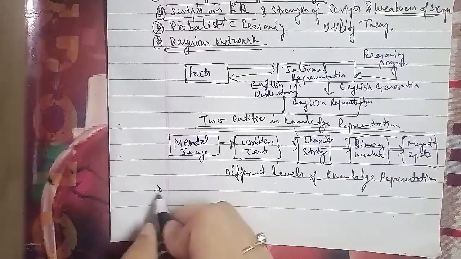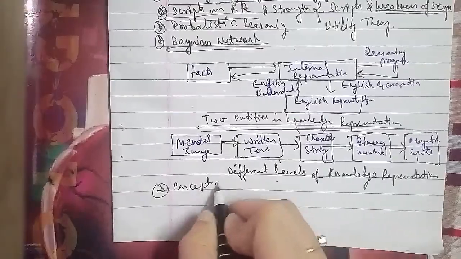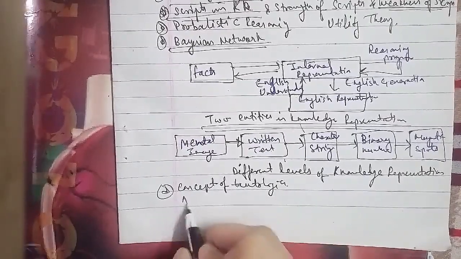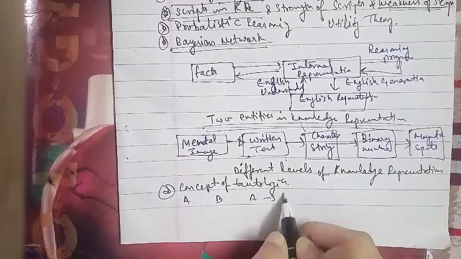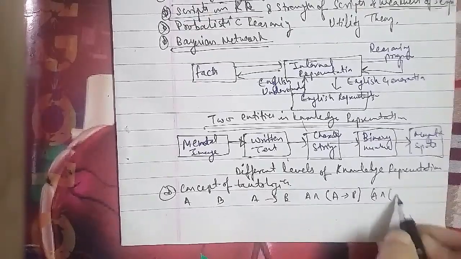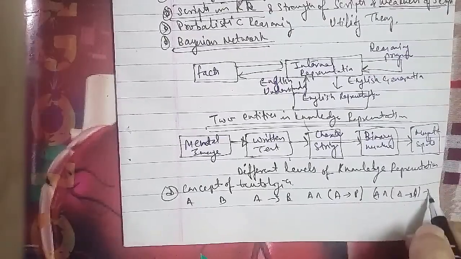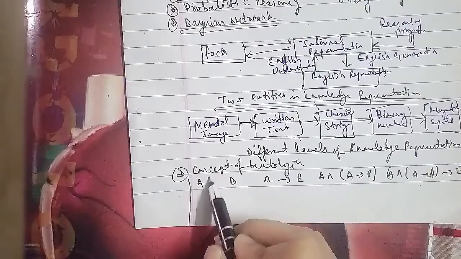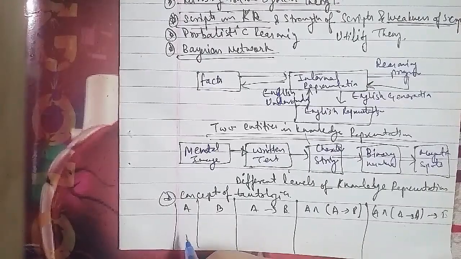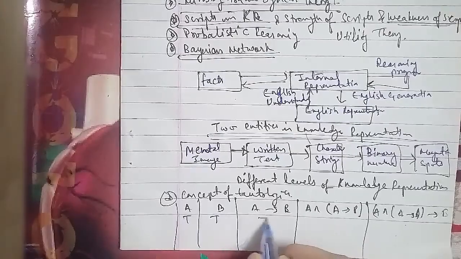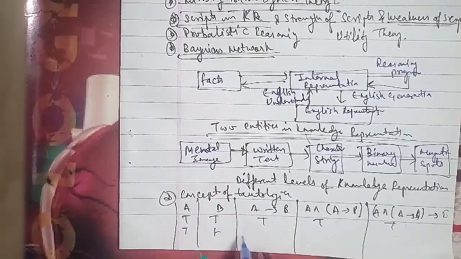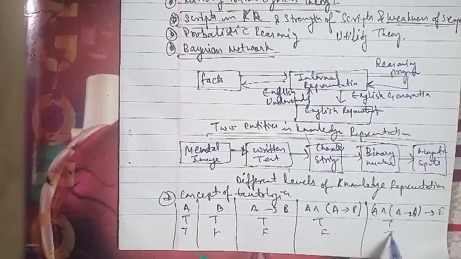So here we'll draw our table. If A is true and B is true, then A implies B is true, and as well as this will be true. If A is true and B is false, then this is false and true. If A is false and B is true, then of course we have true, false and true. And if A is false and B is false, then this is true and this is false, and this is true as well. So this is how you can form the concept of tautologies, and you have to show it within a truth table.